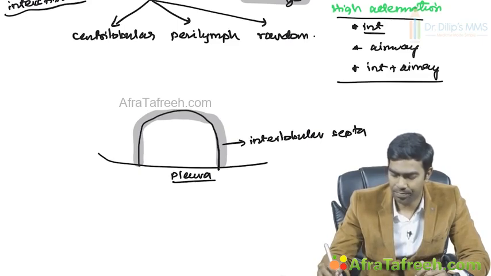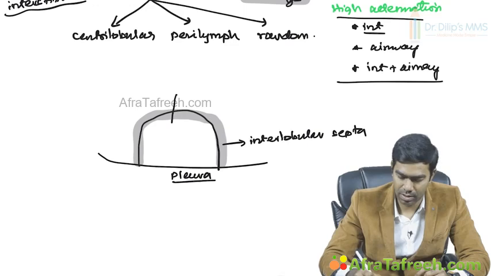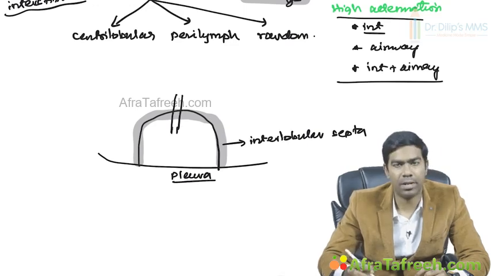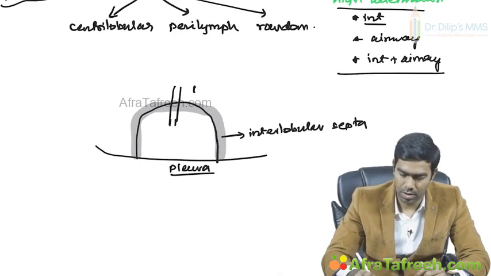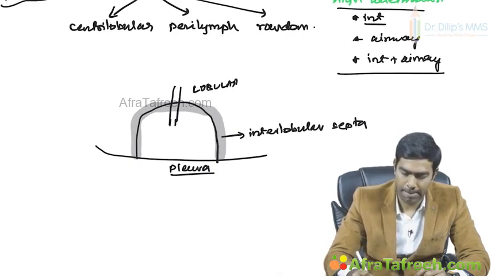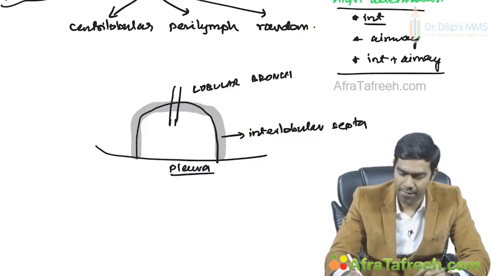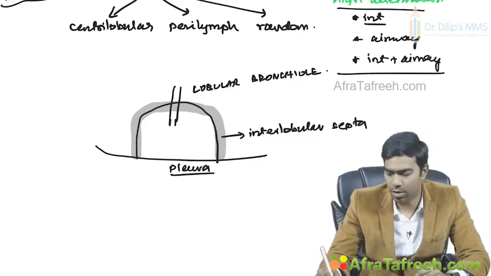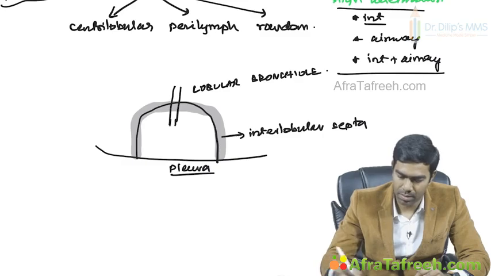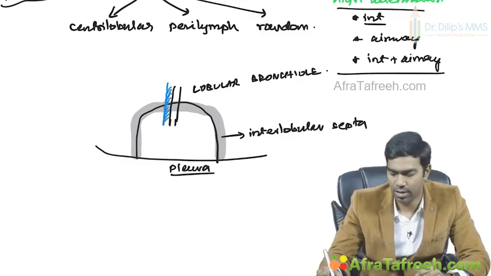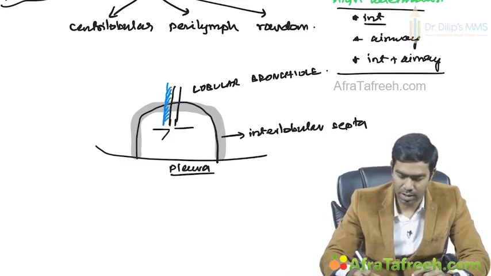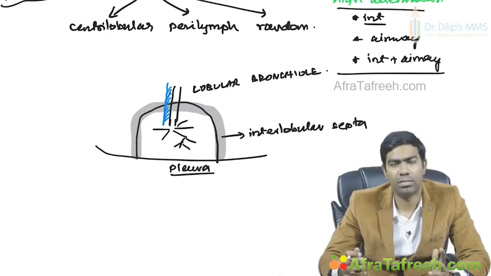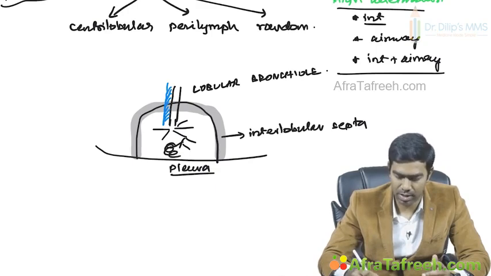And I told you already, this will be supplied by a lobular bronchiole. Some books will tell lobular bronchus. Let us stick on to the term lobular bronchiole. And this lobular bronchiole will be accompanied by the branch of the pulmonary artery, obviously. Branch of the pulmonary artery. And they divide into multiple terminal bronchioles, which further divide into multiple alveolar ducts and respiratory bronchiole.